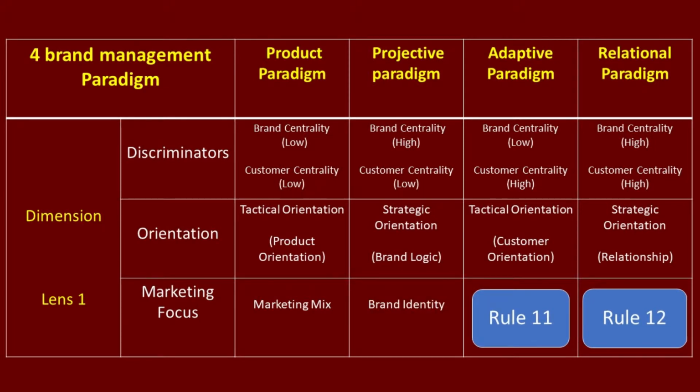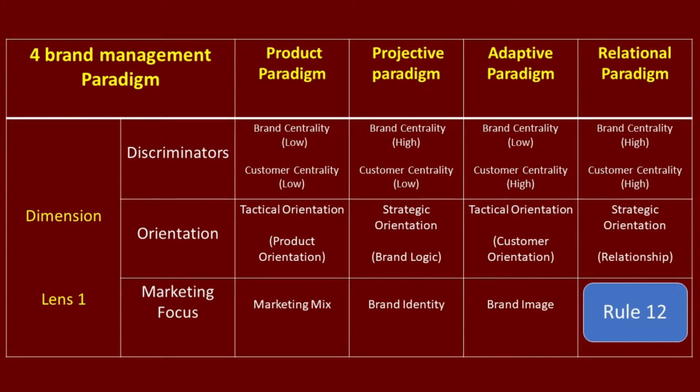As per Rule 10, if the marketing vision is based on the projective paradigm, the marketing focus should be around building a unique brand identity. It's more of a corporate-oriented approach. The corporate identity is seen as a strategic entity that should be used as a template for the overall business model. Rule 11 is, if the marketing vision is based on the adaptive paradigm, the marketing focus should be around brand image. It's about the image the brand holds in the external environment among external stakeholders.